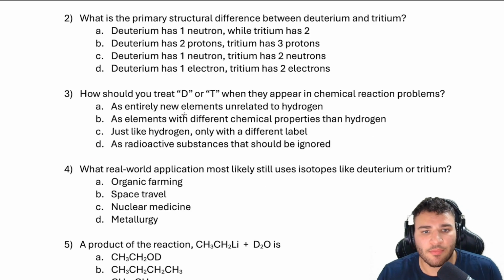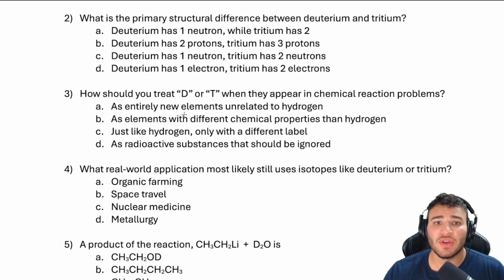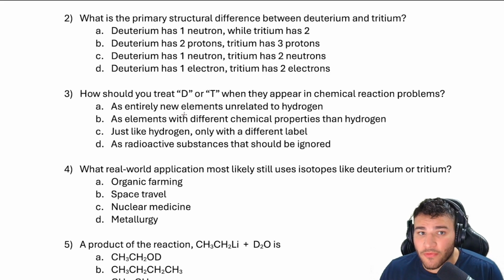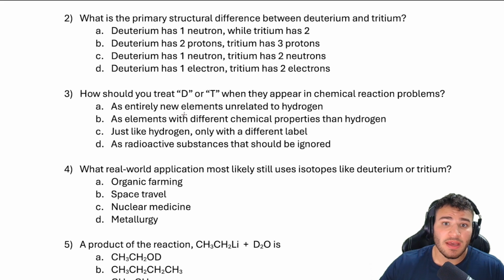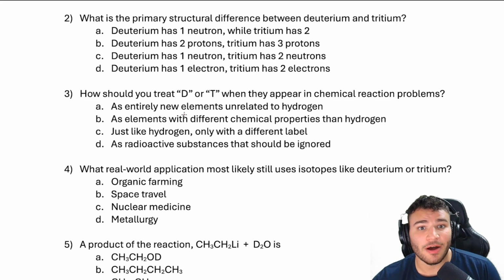Question 2 is asking, what is the primary structural difference between deuterium and tritium? What you have to know is that deuterium and tritium come from the atomic mass of the atom. And so where does "deu" come from? Well, remember that the only things that are important for atomic mass are protons and neutrons, because they both weigh 1 atomic mass unit.